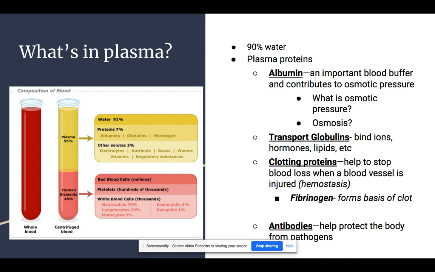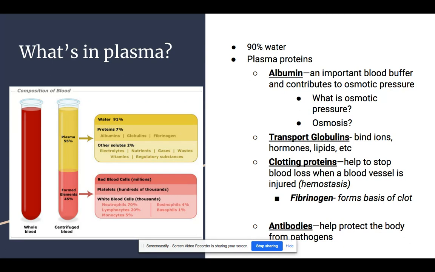So what those do is I said those electrolytes and hormones and lipids all travel within the plasma. These globulins kind of take a hold of those substances and allow them to be transported in the plasma. So globulins are globular shaped and they transport things, so therefore they have the name transport globulins.